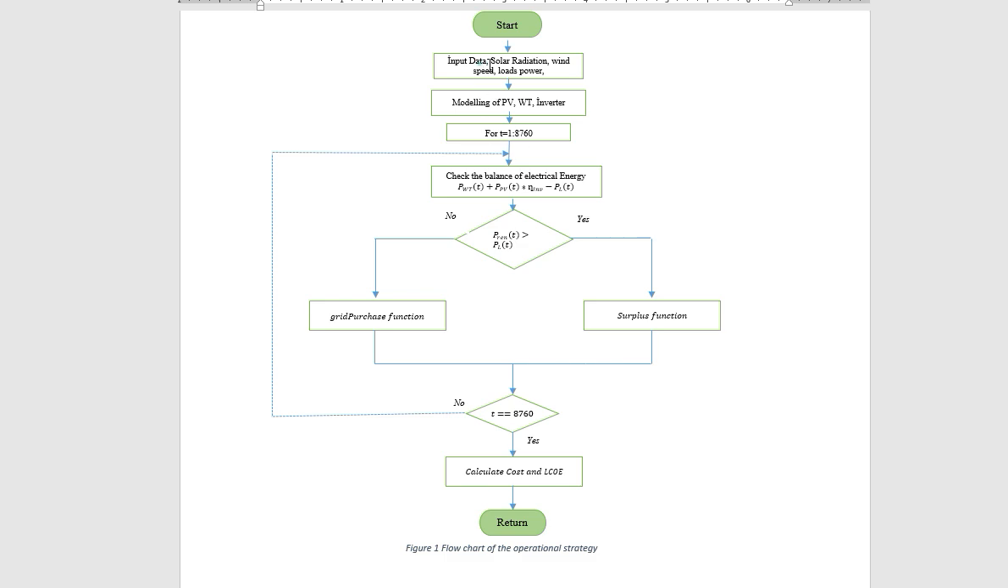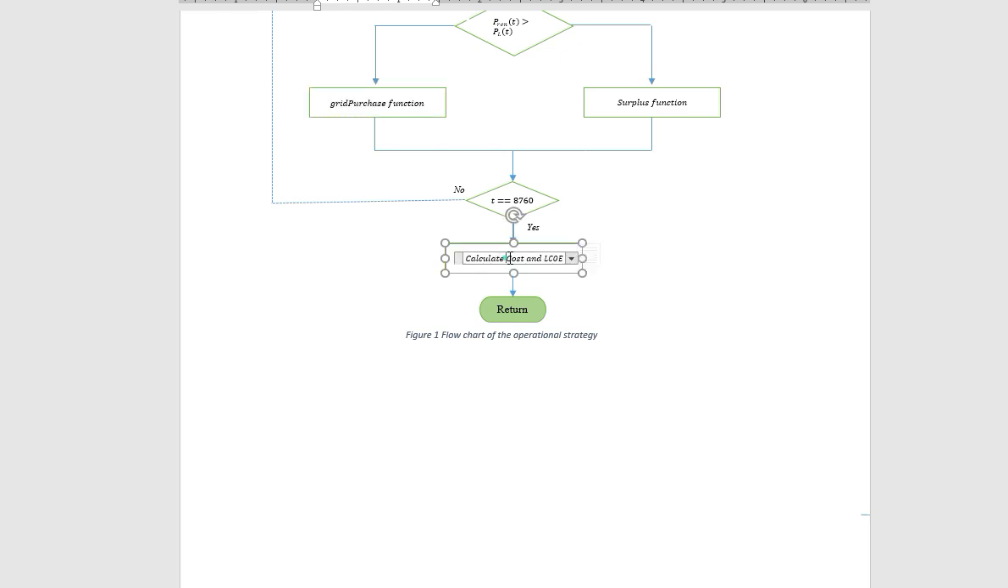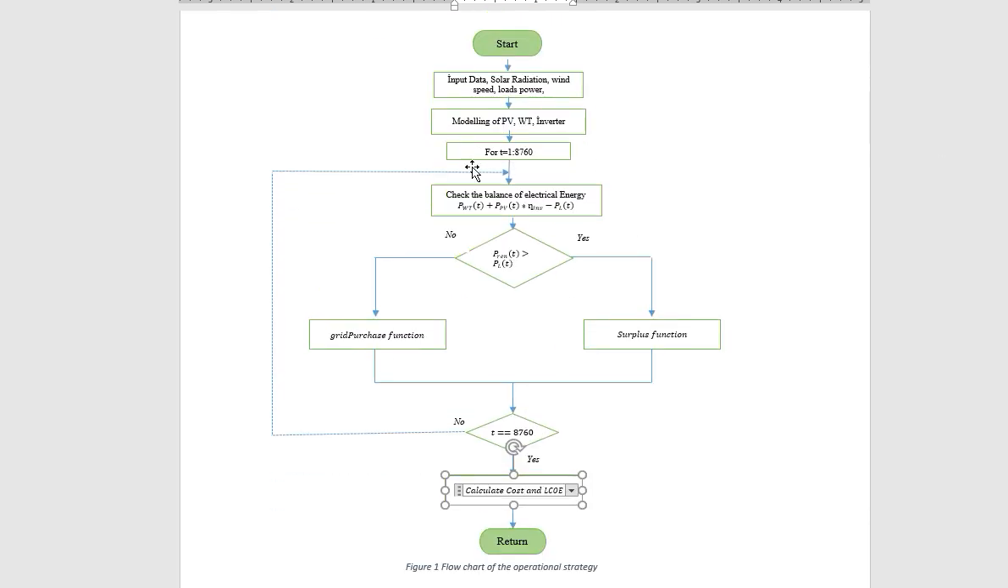So actually this is the main optimization algorithm. Here it's input solar, whatever the load, the radiation, the modeling of PV and wind turbine. We have done this. You have to run it for 8760 hours because it's an hourly simulation. First of all we are checking the balance. If the renewable is greater than load demand, then we will call the surplus function. If the renewable is not greater than load demand, then we call the grid purchase function, and we will be simulating this for 8760 hours. After that we will call an economic cost function that will calculate the LCOE and annualized cost. So this will be the operational strategy of our system.